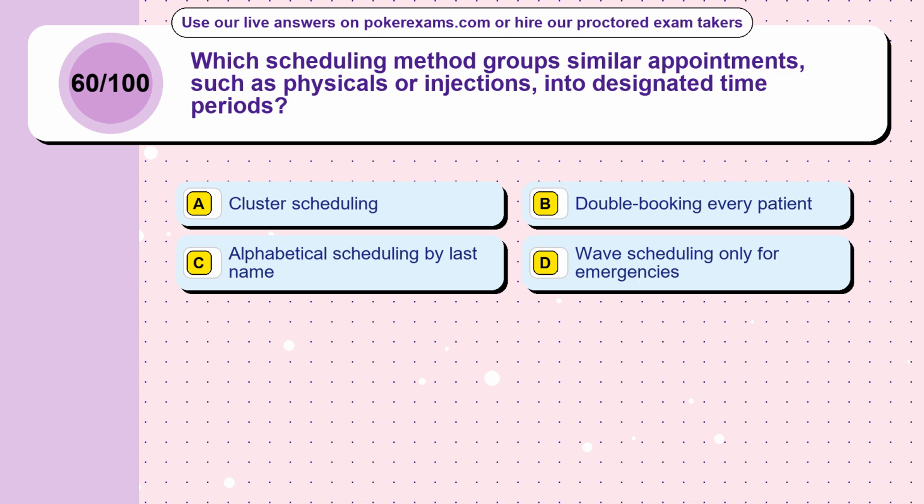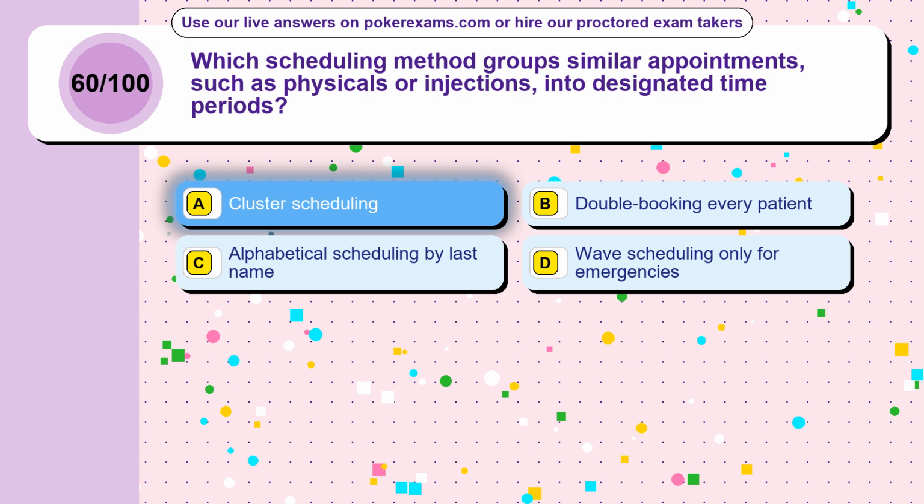Question 60. Which scheduling method groups similar appointments, such as physicals or injections, into designated time periods? Option A. Cluster scheduling. Option B. Double booking every patient. Option C. Alphabetical scheduling by last name. Option D. Wave scheduling only for emergencies.